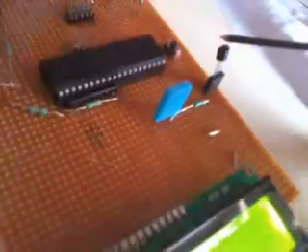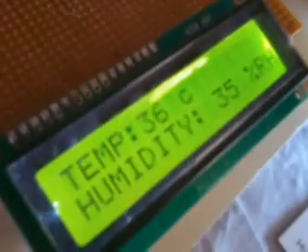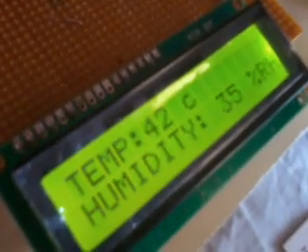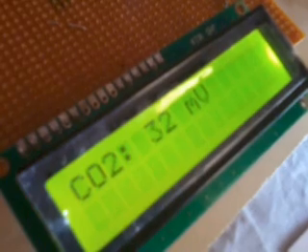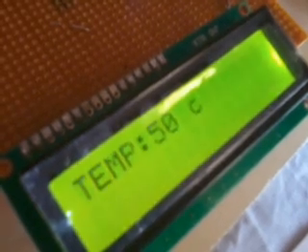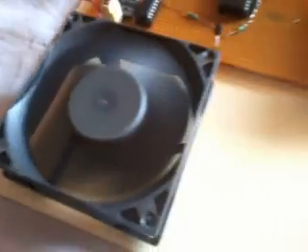I took one incense stick and I am increasing the temperature. Let us see. The reading goes 36, 42, 50. So 50 means 45 and above, and the cooling fan will cool. Okay, 47 means 45 and above.